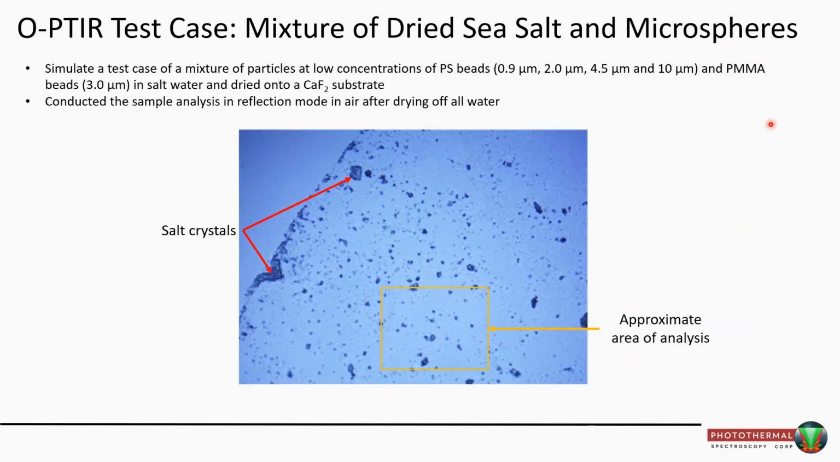This is one of my favorite examples as well, because we've gone through a really difficult study. We've gone with polystyrene beads of varying dimensions from 900 nanometers, 2.5, 2, 4.5, and 10 microns, and we've thrown in a 3 micron PMMA bead. But as if that wasn't hard enough, we've done this in a salt water matrix, and we've then tried that on a calcium fluoride substrate. It could have been glass.